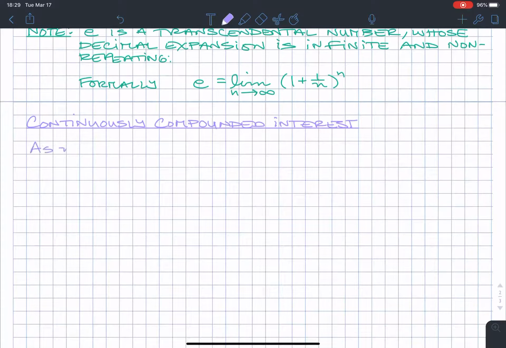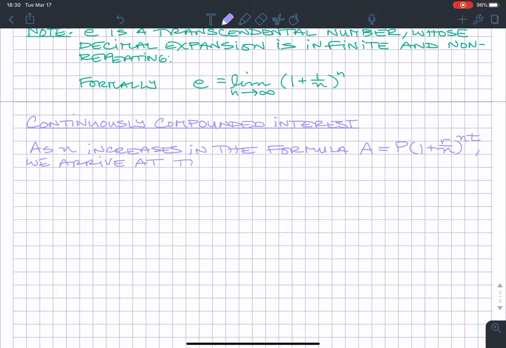Okay, so as n increases in the formula, A is equal to principal times the quantity 1 plus r over n raised to the n times t, we arrive at the formula for continuously compounded interest.